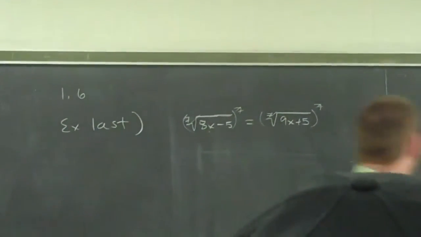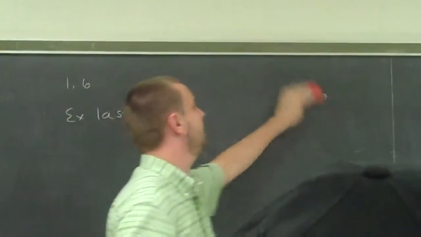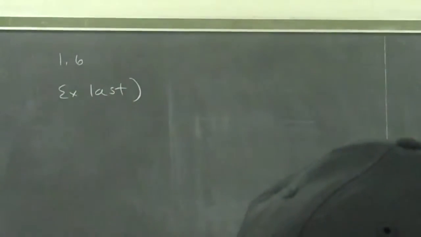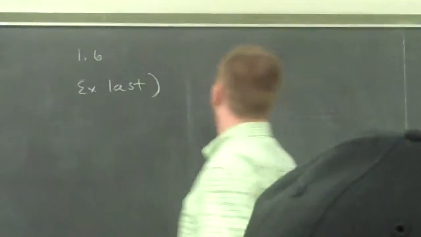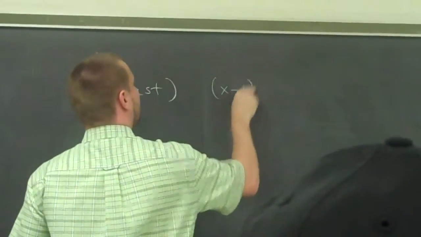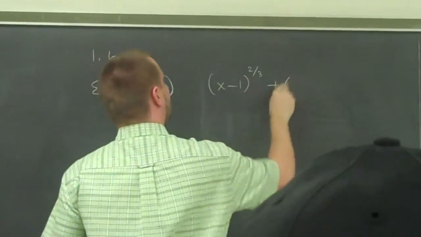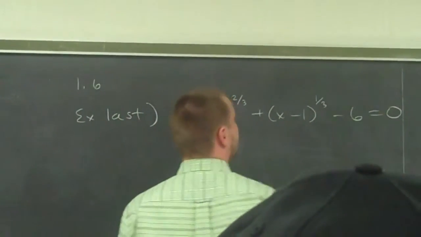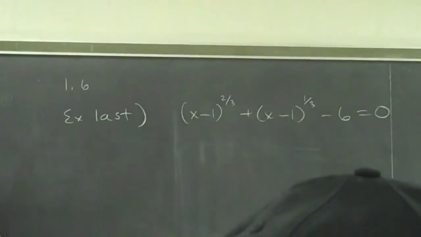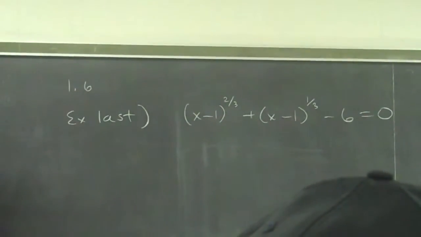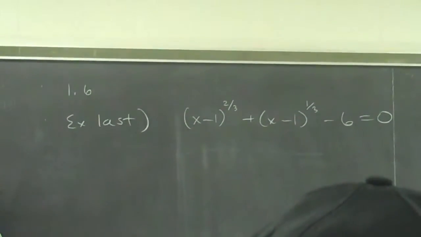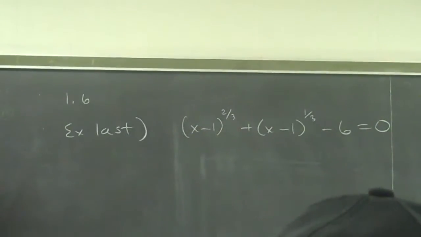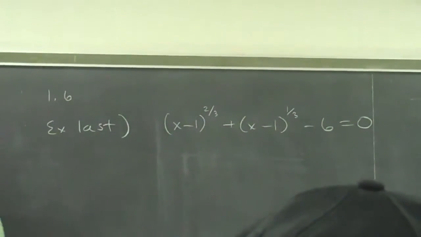Thank you. Okay, that's not the one I want to do. I'm sorry, do you want to do quadratic form? I do want to do quadratic in form. Okay, parentheses, x minus 1 to the 2/3 plus x minus 1 to the 1/3 minus 6 equals 0. Does that look like a fun problem for y'all? It's kind of a mixture of the two that we did last class. This is quadratic in form.